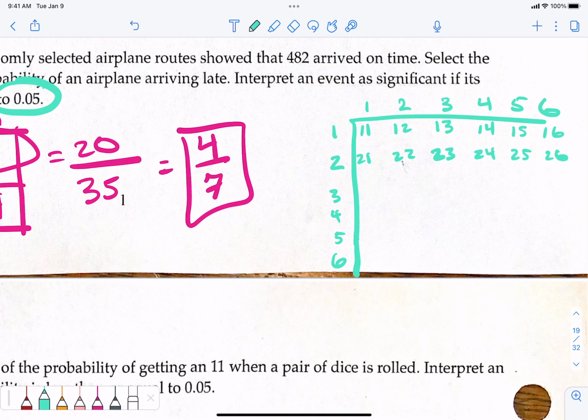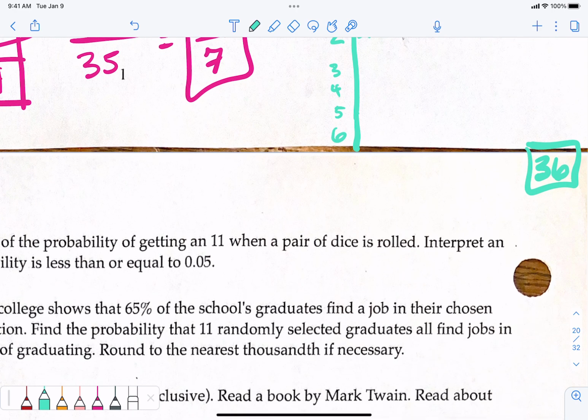How many different combinations are there of me rolling 2 dice? People say 12 all the time. 36. 36 total, right? There's 36 total combinations. How many of those combinations will give me a sum of 11? What are the combinations that will give me a sum of 11?